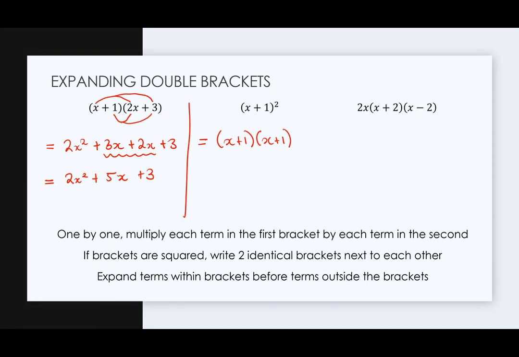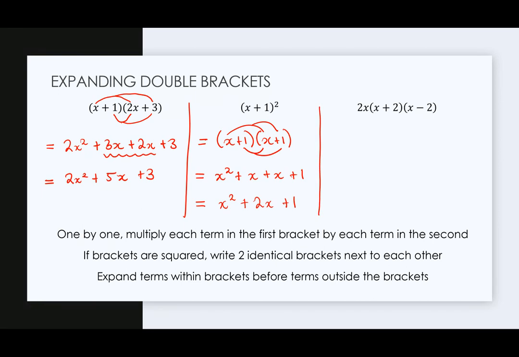This is often a common way of writing brackets when we have the same bracket being multiplied by itself. This is often called a perfect square when we're dealing with expanding double brackets and things. So once again, I'll draw my arrows in and then multiply term by term and then simplify my answer. And that's a completed, expanded, and simplified answer to that problem.